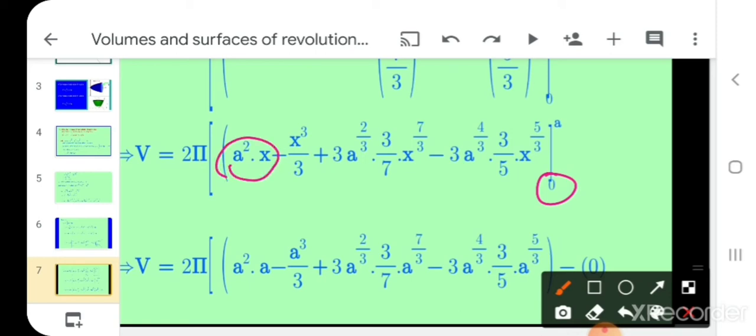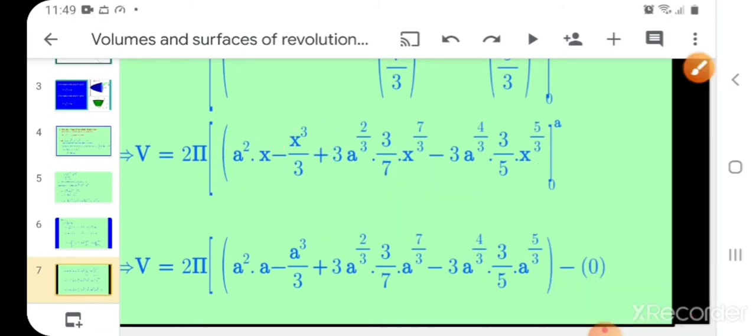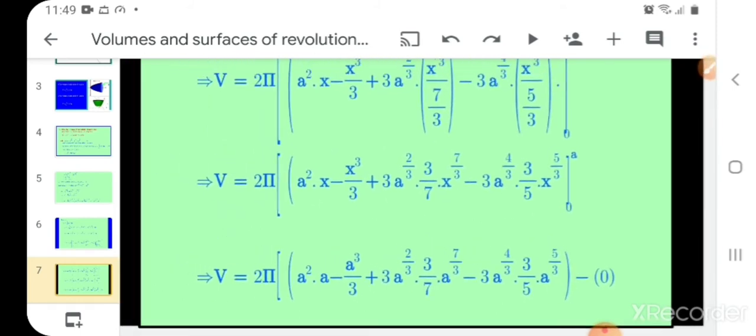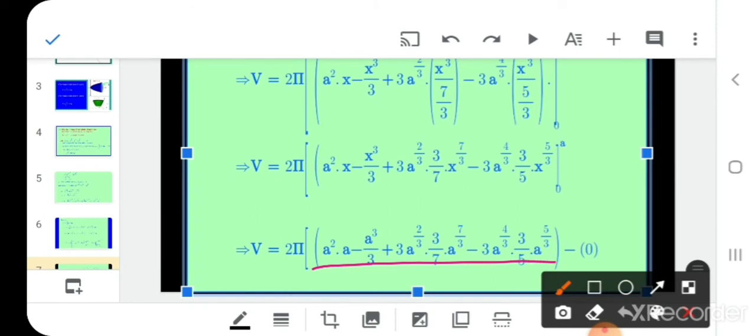Now I substitute 0 in x place. So a square into 0, 0. X cube by 3, that means 0 by 3. Total term into x means 0. Here also we multiply with x, that means 0. So we get total term is 0. So I write minus 0. First I integrate, then simplify, and now I substitute limit values in x place, that means a and 0. After substituting a, we get this equation. Substituting 0, we get 0.